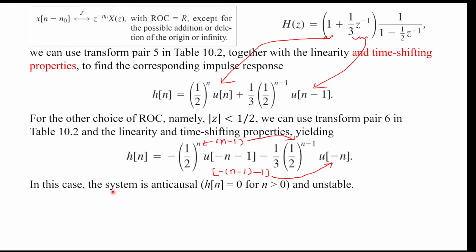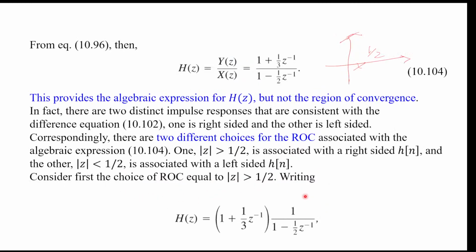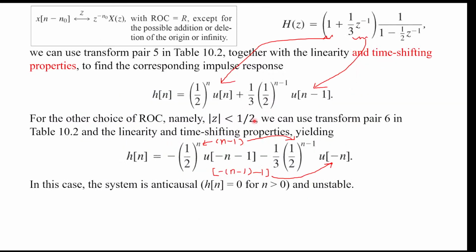And we can check that this system's impulse response will be anti-causal and unstable, and that checks out with the ROC we have. The ROC was less than 1/2, so this doesn't include the unit circle, so it's unstable, and also it's not a right-sided ROC, so it is not causal.